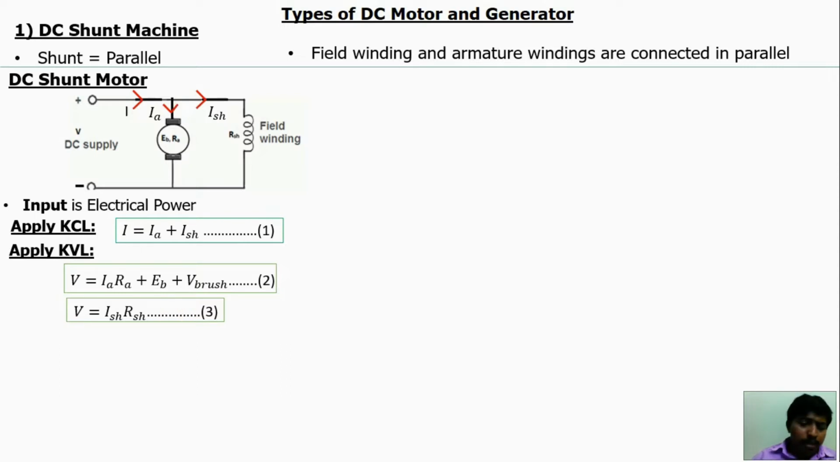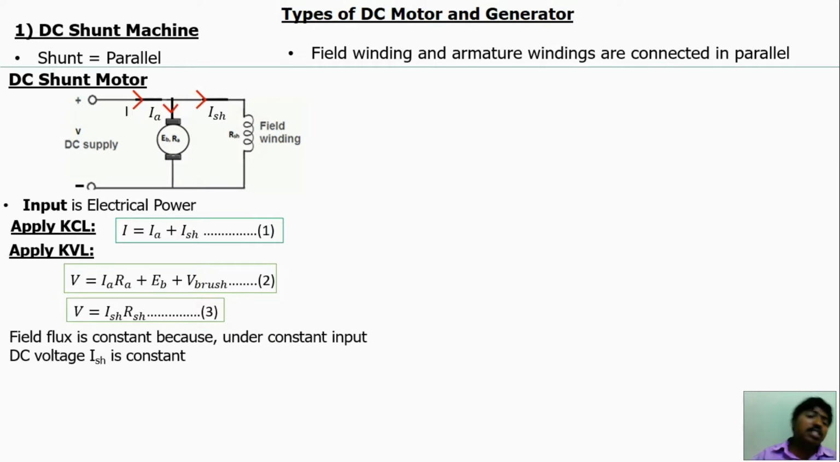Another important parameter for the shunt motor is that the field flux is constant, because the input voltage is constant. The shunt resistance is also constant. If voltage and resistance are constant, then the current will be constant, so Ish will be constant. The field winding flux is generated by the current. If the current is constant, the field flux is also constant. So Ish is directly proportional to flux phi. Ish is constant, so flux is also constant for the DC shunt motor.